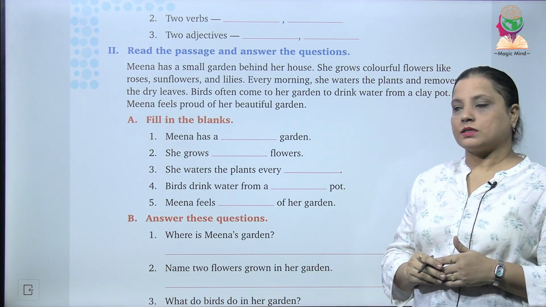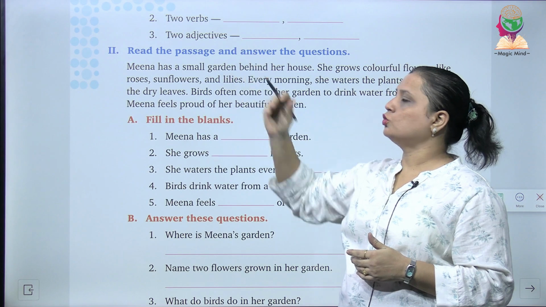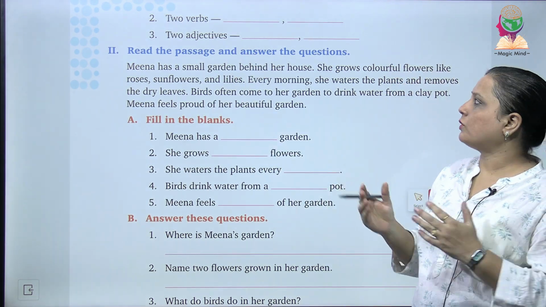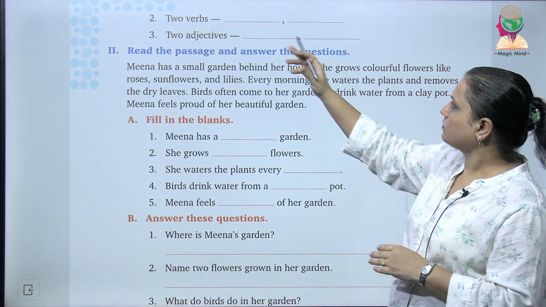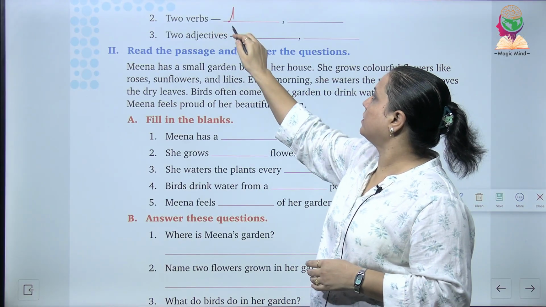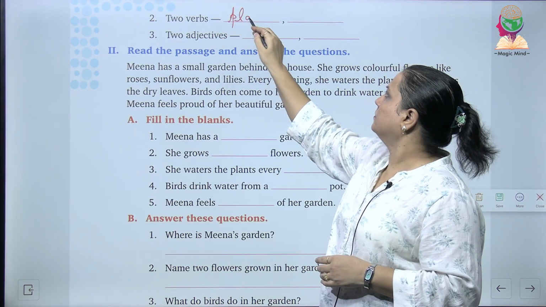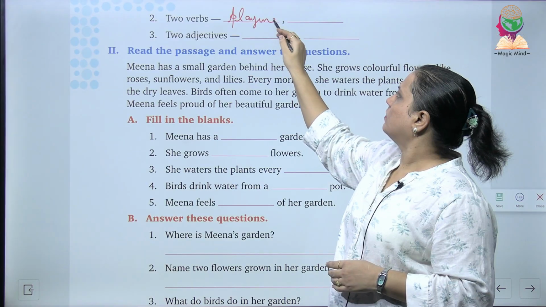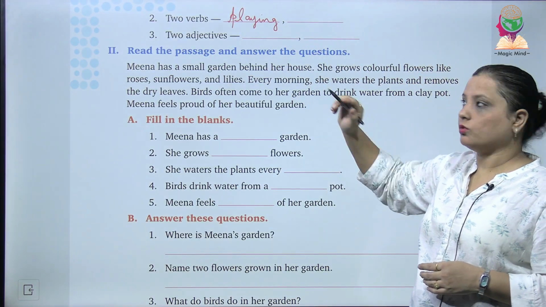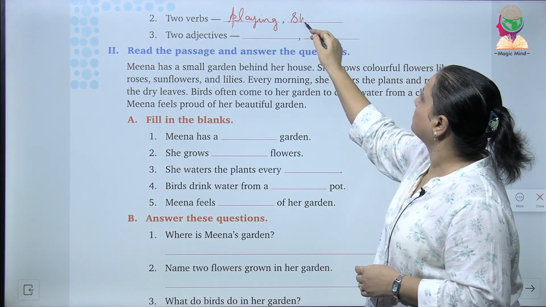Number 2, they are asking, we have to tell two verbs. So we have to write any two verbs. The first verb I am writing over here is playing, and the second verb over here is swimming.